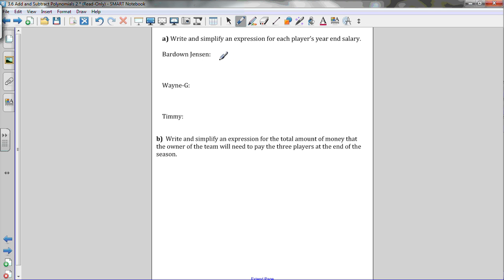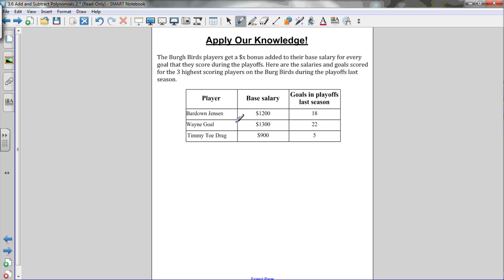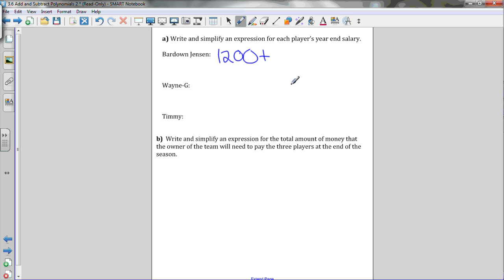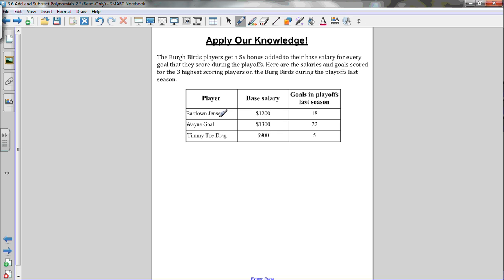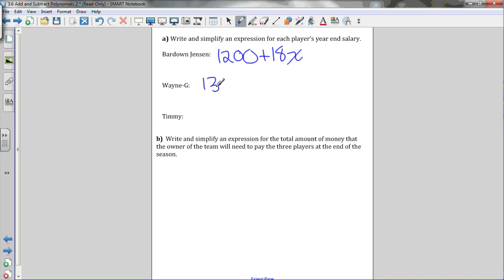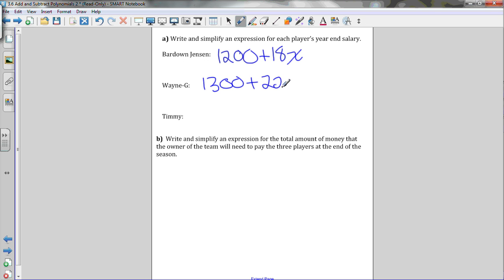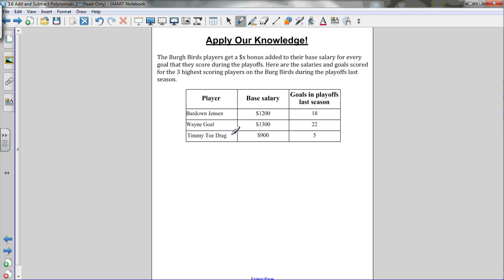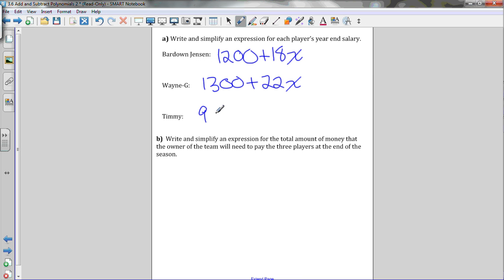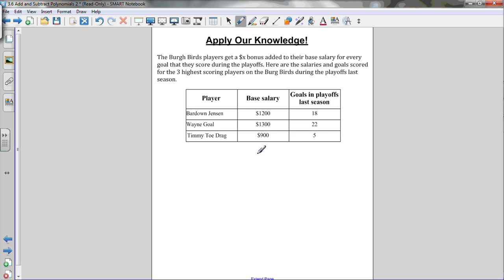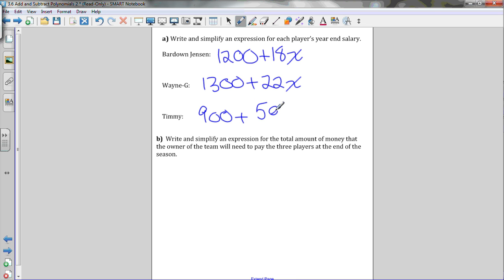So for Bardown Jensen, his earnings, he's going to make $1,200, plus he gets an X amount of dollars for every goal that he scores in the playoffs, and he scored 18 goals. So 18 times that X amount of dollars. Wayne Goal gets a base salary of $1,300, plus he gets the X amount of dollars for every goal he scored as well, and he scored 22. So plus 22 times that X amount of dollars. And Timmy, base salary of $900, and he only scored 5 goals in the playoffs.